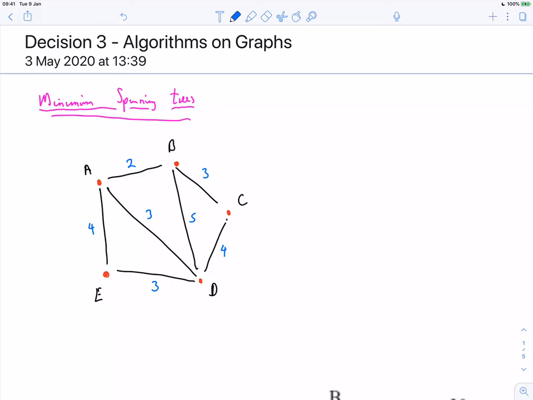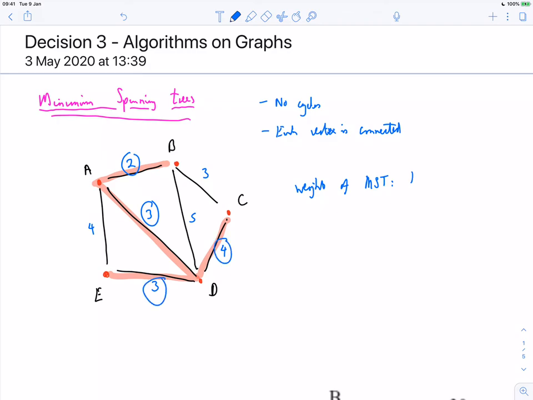A minimum spanning tree is a collection of arcs that connects all of the nodes together that doesn't form a cycle. So no cycles, and each vertex is connected. For example, this would be my minimum spanning tree, because if I take those arcs, every point doesn't necessarily have a direct connection, but you could travel from one node to the next and get from any node to any other node. And the weight of the minimum spanning tree, which I'll call MST, in this case would just be 2 plus 3 plus 4 plus 3, so what's that, 12.